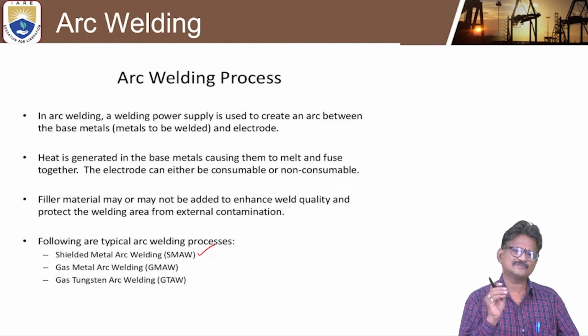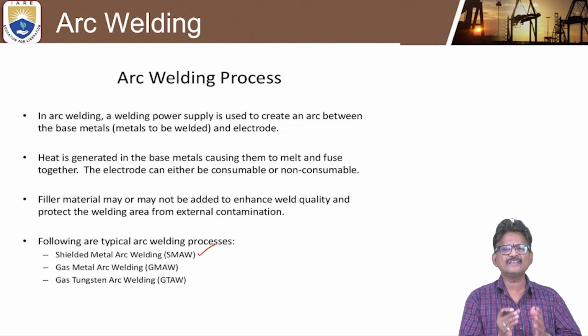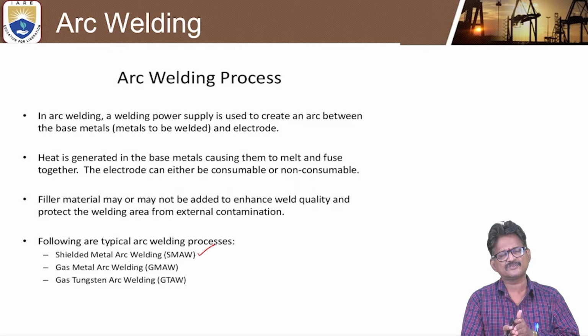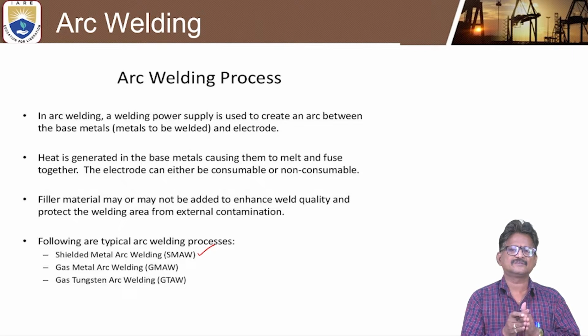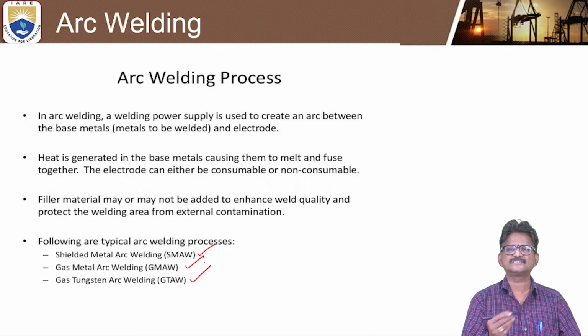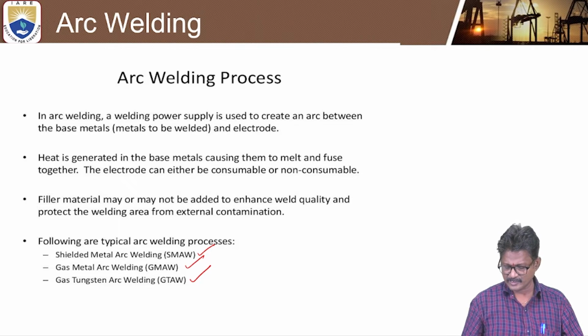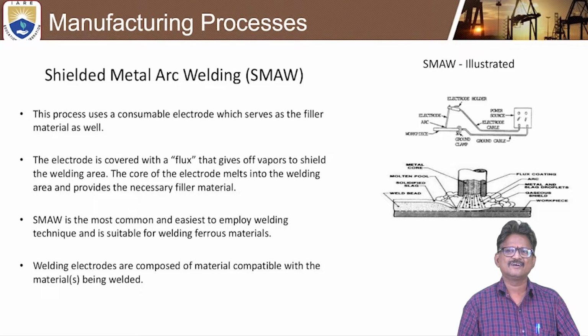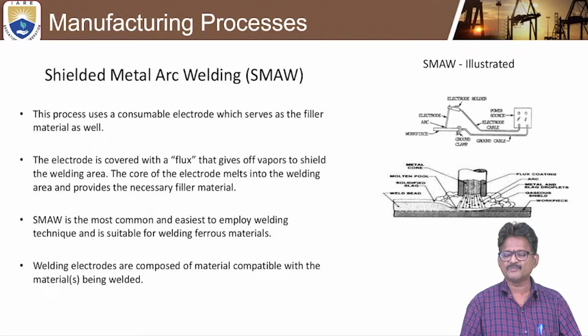These also come under arc welding only. Tungsten means you use a non-consumable electrode, and metal arc means a consumable electrode is used. That is the only difference between metal arc and tungsten. TIG welding and MIG welding we will discuss in detail. So this is about the arc welding process.